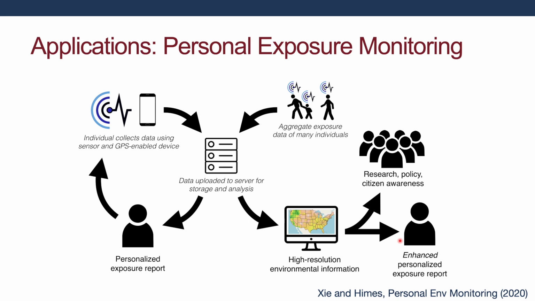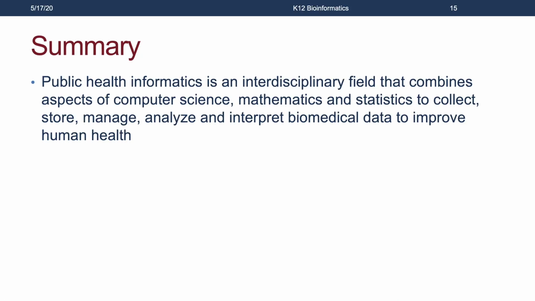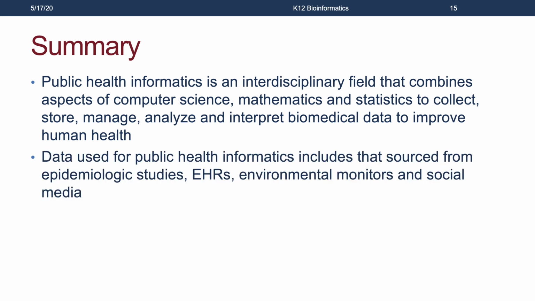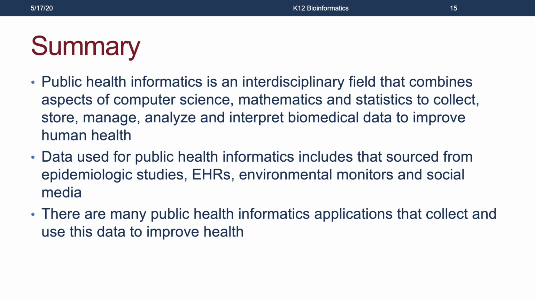So to summarize, public health informatics is an interdisciplinary field that combines aspects of computer science, mathematics, and statistics to collect, store, manage, analyze, and interpret biomedical data to improve human health. Data used for public health informatics includes that sourced from epidemiologic studies, electronic health records, environmental monitors, and social media. There are many public health informatics applications that collect and use this data to improve health.